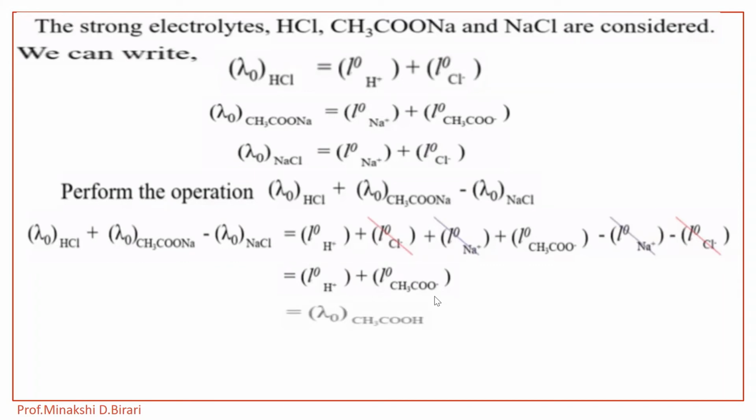That means lambda 0 of acetic acid. That means lambda 0 of HCl plus lambda 0 of sodium acetate minus lambda 0 of NaCl, we get lambda 0 of acetic acid. Now HCl, sodium acetate, and NaCl are all strong electrolytes, and their lambda 0 values can be readily obtained by extrapolation.